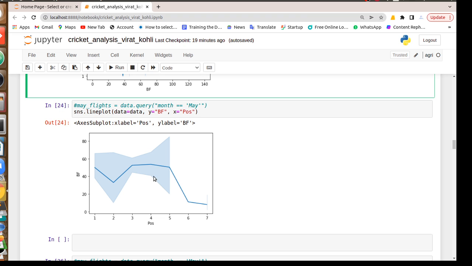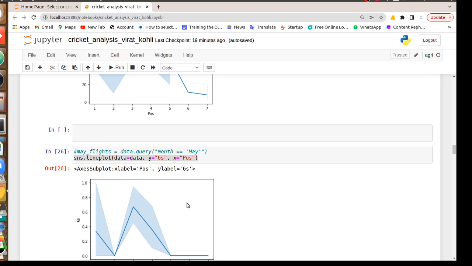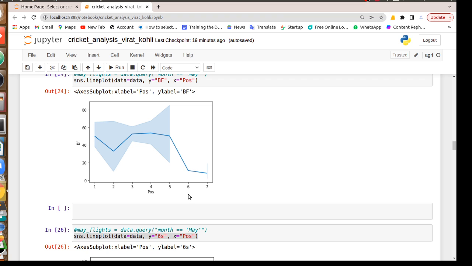The same thing happens at position number 4. You will see he will score more than 60, nearly 70, and a minimum of 30 or like that when he comes at position 4. And after that you will see there is fluctuation, and when he came at 5, 6, 7, his runs were very less. In fact, he sometimes gets very few overs.